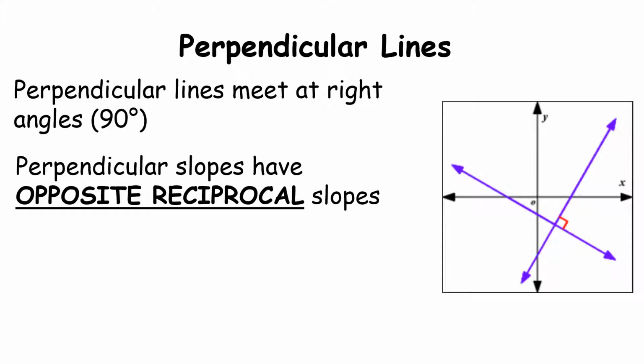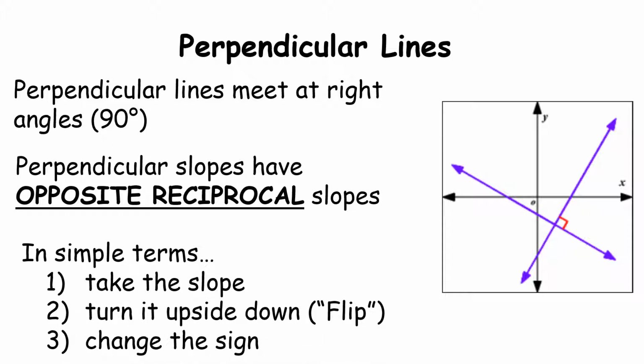So what does that mean? Well, in simple terms, you take the slope, you flip it or turn it upside down, and you change the sign. Where you've definitely seen reciprocals, but maybe didn't use the term, is when we are dividing by fractions. Instead, we multiply by what's called the reciprocal of that fraction, or you flip the fraction and multiply. So reciprocal is just a more mathematical term.